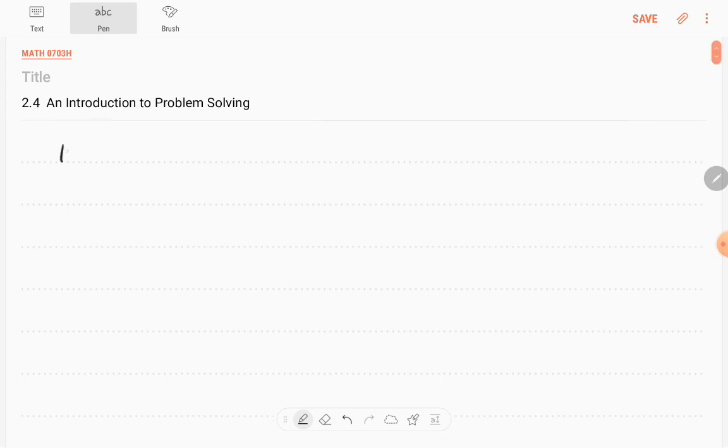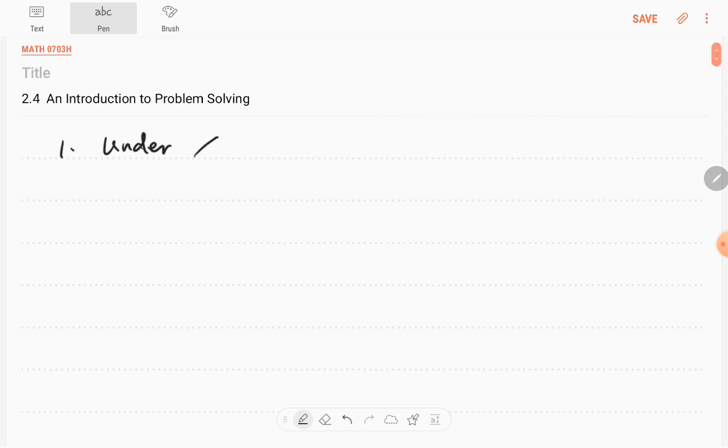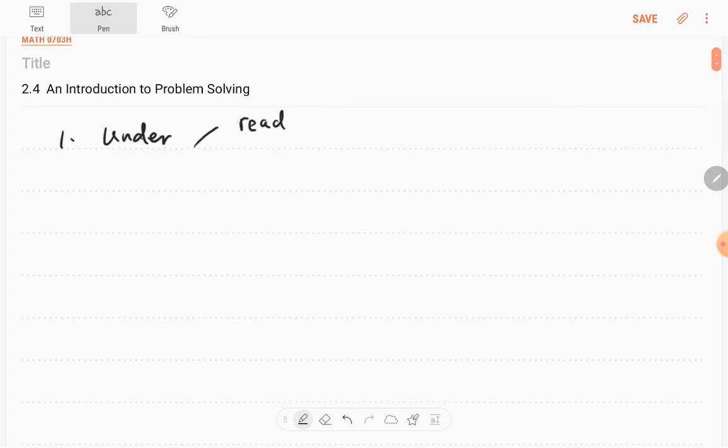So I would say the first step, we will say try to understand the question. How can we understand this question? First, we need to read the question very carefully. Sometimes we need to read the question multiple times. So after we read the question, make sure you know the meaning of the question, right? What are we gonna do with the question?